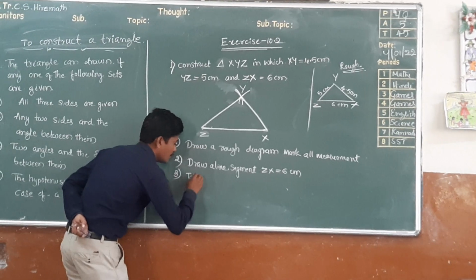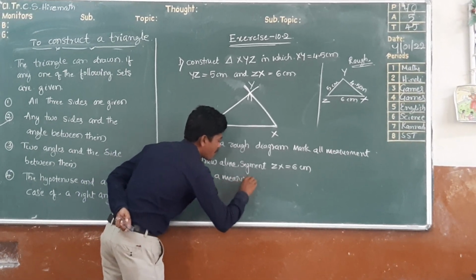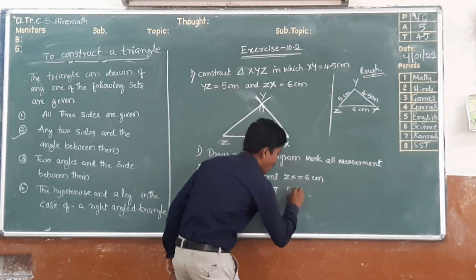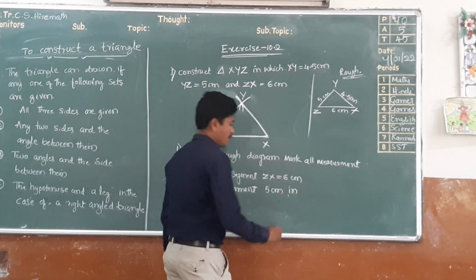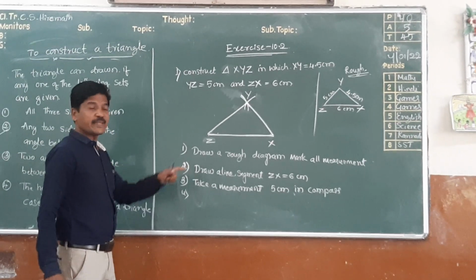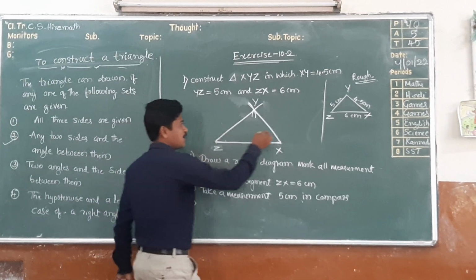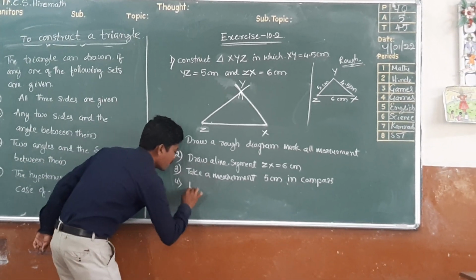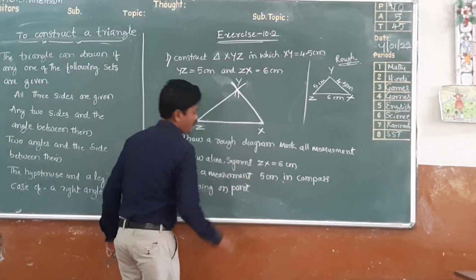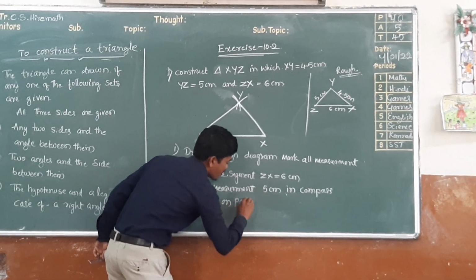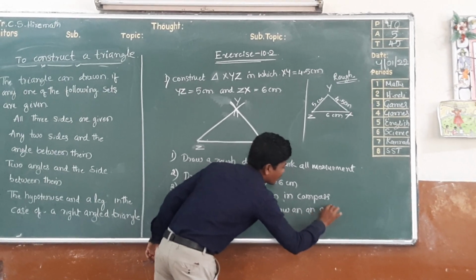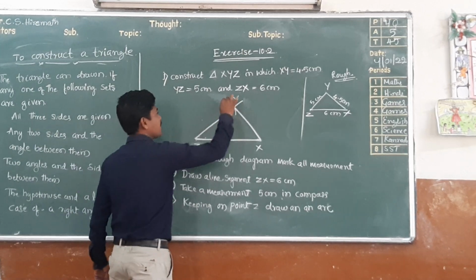Take a measurement of 5 centimeters in the compass. Then the fourth step: where do we keep the 5 centimeters we have taken? Measuring from which point? Keeping on point Z, draw an arc. So keeping on this point, we have to draw an arc.